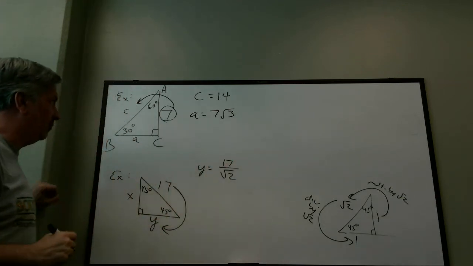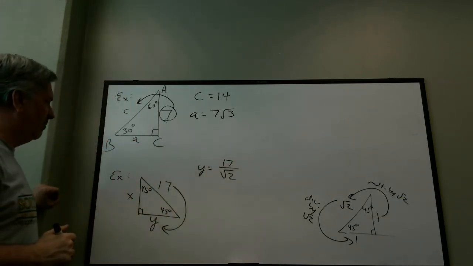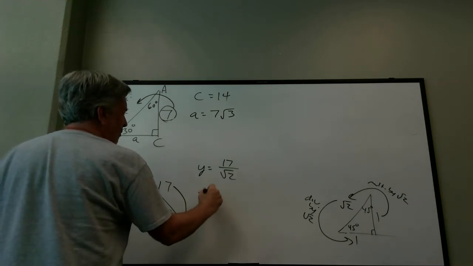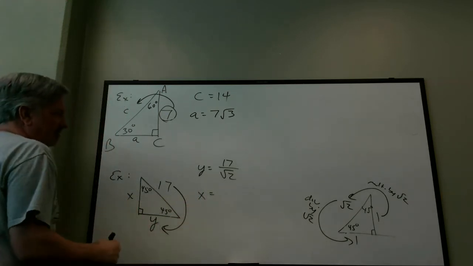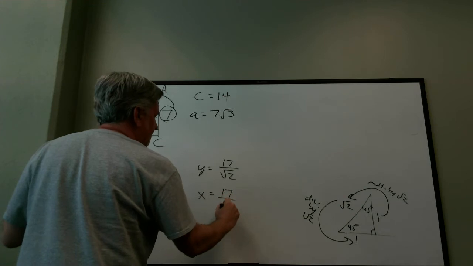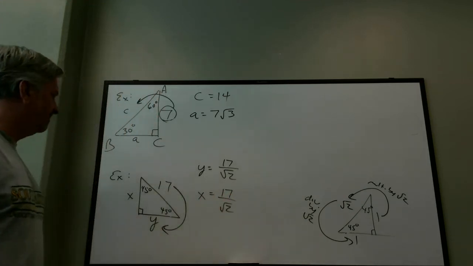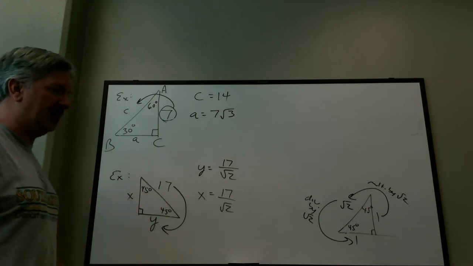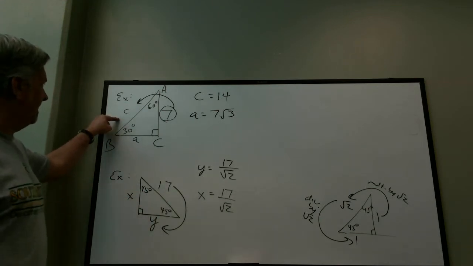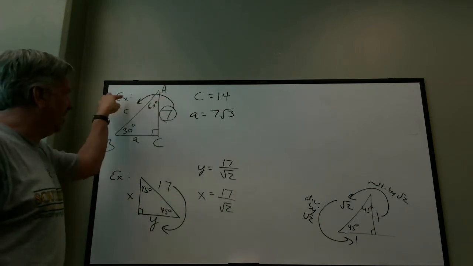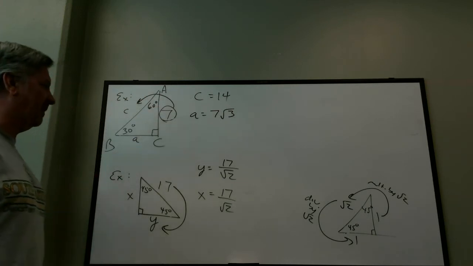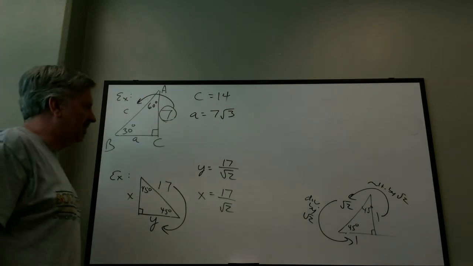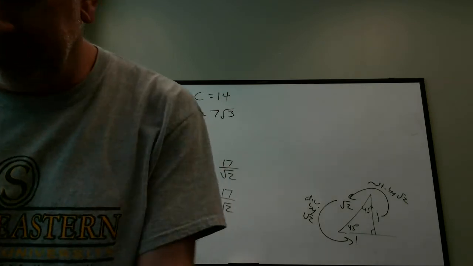Again, I don't care if you rationalize or not. Well, how big's x? Well, in the 45, 45, 90 triangle, the two legs are the same. So this is also 17 over square root of 2. So this one's easier because there's only one number to remember. You either multiply or divide by square root of 2. In the 30, 60, 90, there's doubling and halving and square root of 3 involved, so it's hard to keep track. Okay, so that's that one.